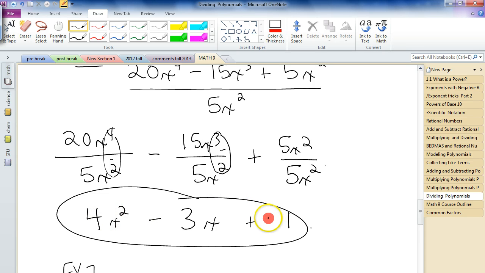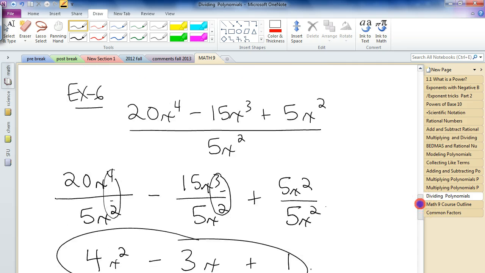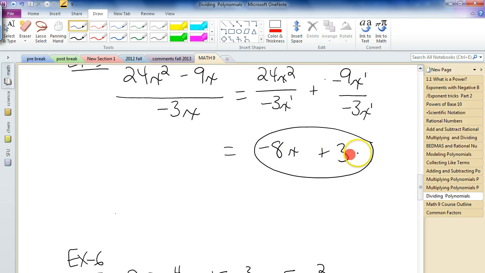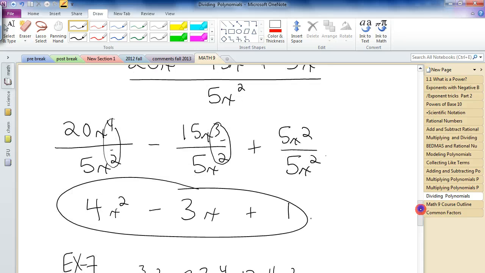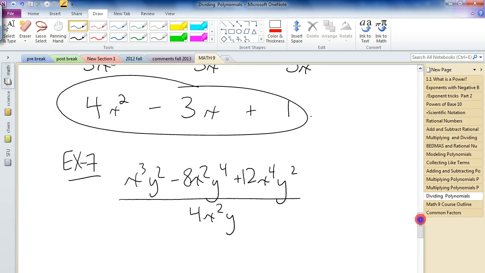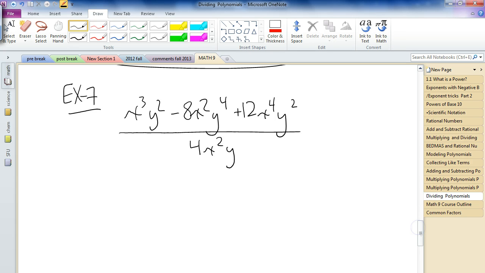Always double check to see. You might be able to collect like terms at the end of some of these equations. You couldn't do it here, circles and squares. You couldn't do it here, as they're all circles and squares and triangles, so that's it. Alright, how about this doozy?